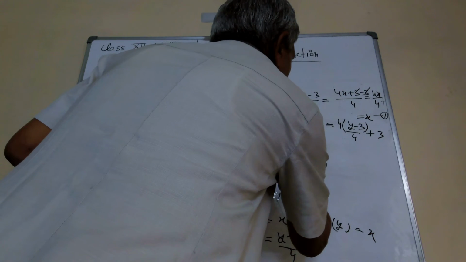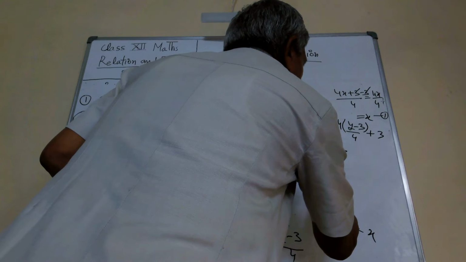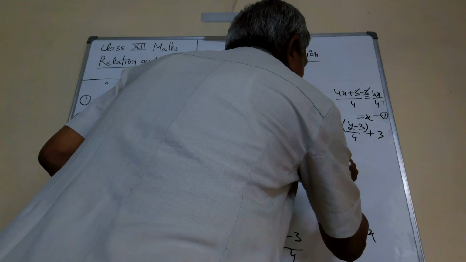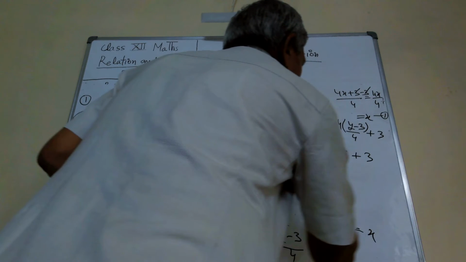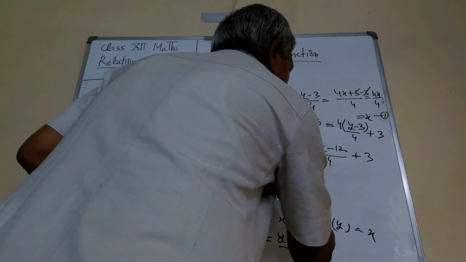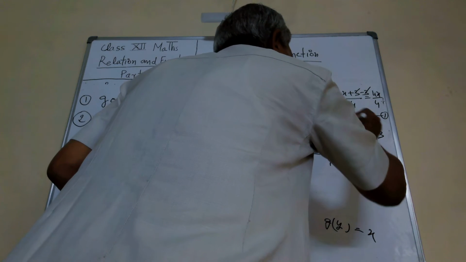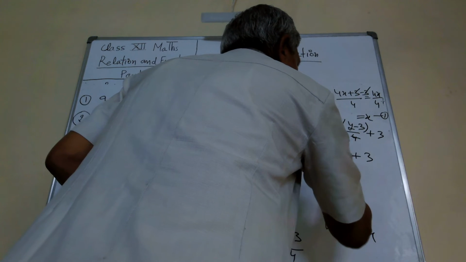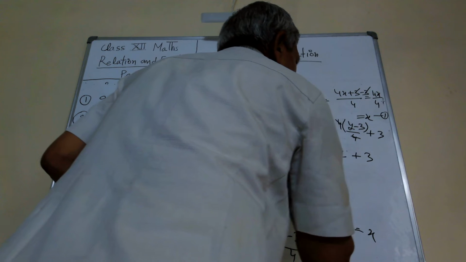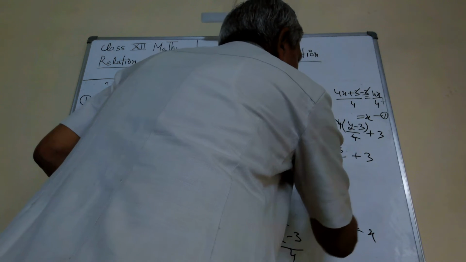Again, (4y minus 12) upon (4 plus 3), and this 4 can be cancelled with this 4. So therefore, y minus 3, make it simple, y minus 3 upon 4 plus 3. 4 is cancelled. This is it.